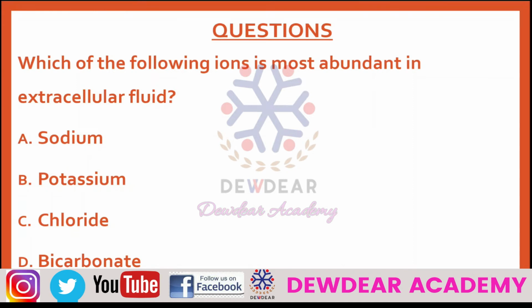The next question, which of the following ions is most abundant in extracellular fluid? Options are sodium, potassium, chloride, bicarbonate. Correct answer is sodium. Sodium is most abundant in extracellular fluid and potassium is most abundant in intracellular fluid.